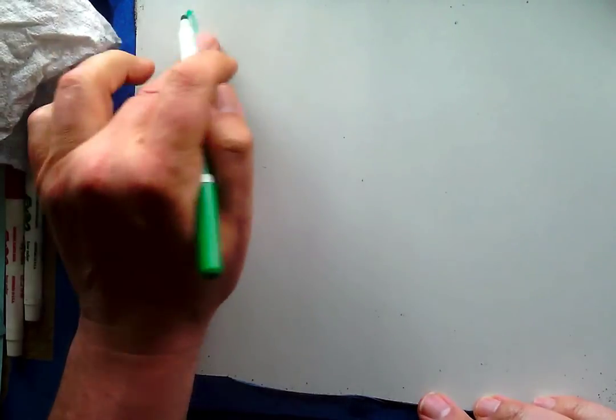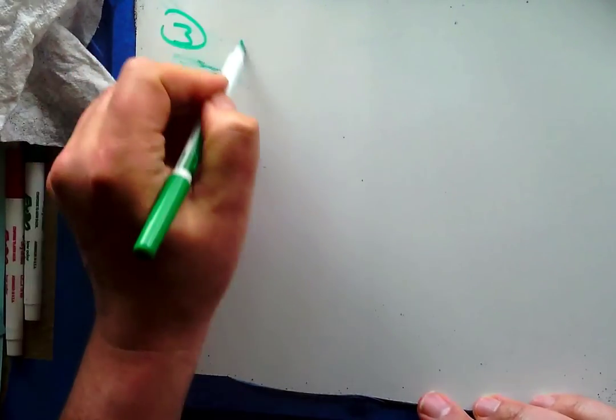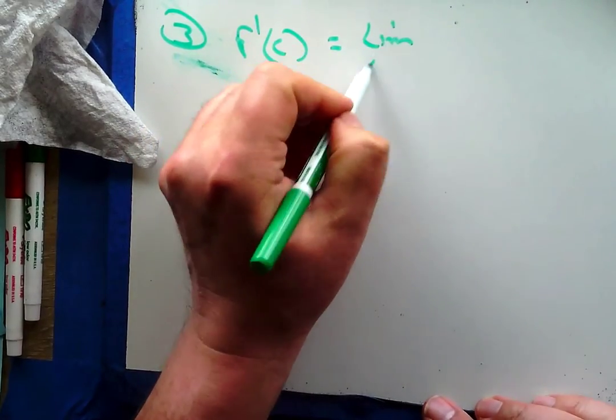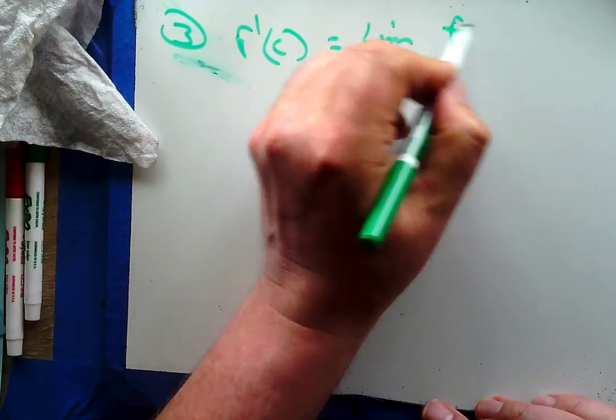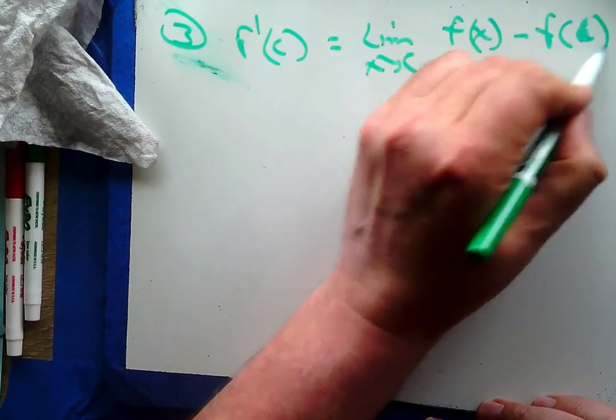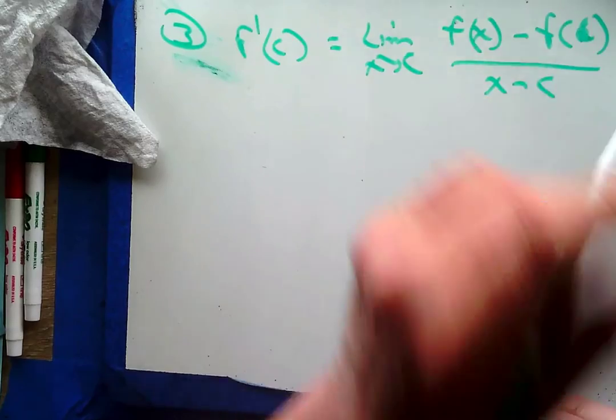Problem number 3 says we need to find f prime of c using the limit as x approaches c of f of x minus f of c over x minus c.